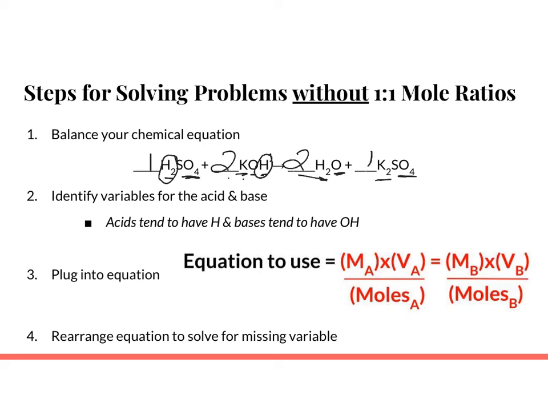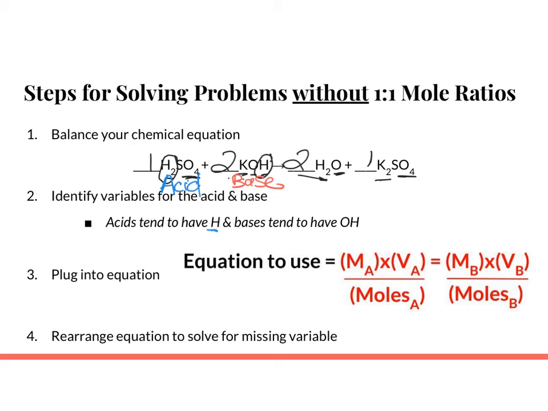Next up, identify the variables for the acid and for the base. Again, acids tend to have an H on them. So this is my acid, and this is my base. Now I'm going to be using a different equation because of the mole ratio. We have a 1 to 2, and we have to take care of that. The equation is very similar. It's still Ma times Va equals Mb times Vb, but we also have to divide by the mole ratios of each. So it's Ma times Va divided by moles of A equals Mb times Vb divided by moles of B. That's why it's so important to balance your chemical equation first.